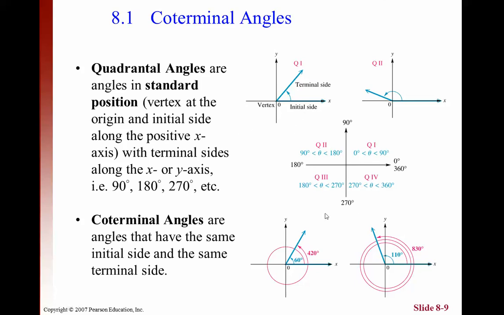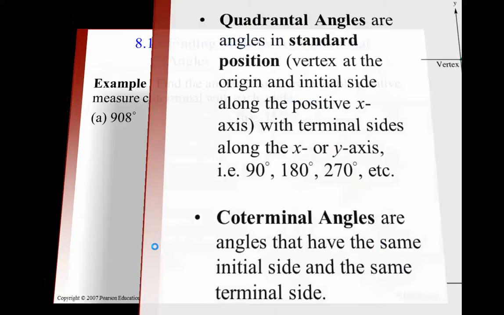Okay, so coterminal angles are angles that end at the same place. So if we go around once on here, we get 420 and 60 are the same angle. If we go around 2 or 3 times, we get 830 and 110, same angle, where if we drew 830 and 110, they'd look exactly the same. But 830 has gone around the circle a couple more times.